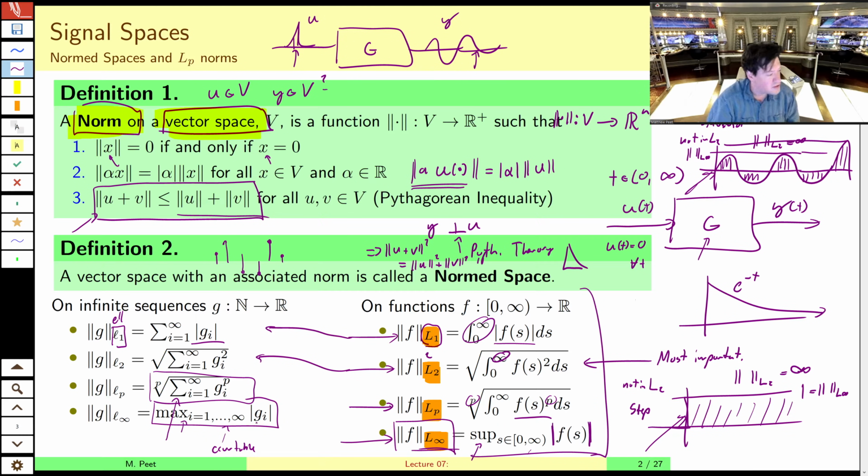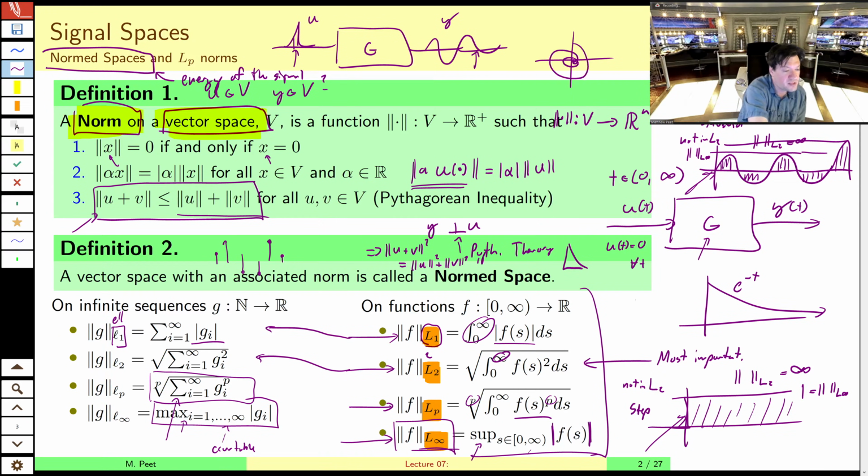So these signal spaces, these norms, give us a concept of the energy of the signal. And if you think back to Lyapunov functions, we talked about Lyapunov functions in terms of the amount of energy remaining in the trajectory. We can now define Lyapunov functions for different LP norms as well.